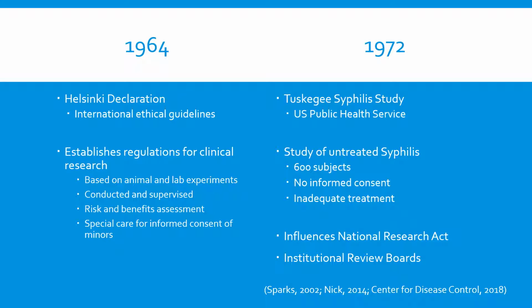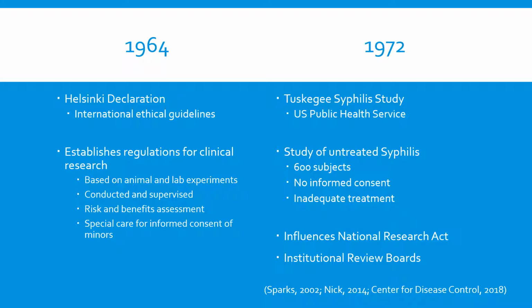So then just 2 years later, the Helsinki Declaration was established as an international ethical guideline. It established regulations for clinical research based on animal and lab experiments, and research should be conducted and supervised only by qualified medical workers. It should be preceded by a careful assessment of both the risks and benefits to the patient as well. It requires human beings to be fully informed and must freely consent to the research, and the responsibility for the human subject always rests within the medically qualified person's hands and never the subject's. And if the results of the experiment do not comply with ethical guidelines, they should not be accepted for publication. Furthermore, special care was taken with the informed consent of minors and established within this Helsinki Declaration.